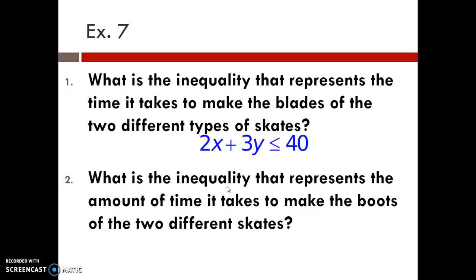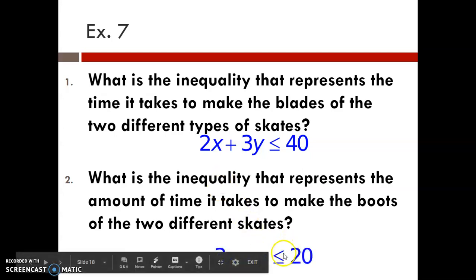of skates? So remember we said 40 was the maximum. That means it's going to be the greatest. We can be equal to 40, but we cannot go past the 40. So we've got the 2 hours for the ice skates and the 3 hours for the hockey skates, and these were the blades. And then also another inequality that represents the amount of time it takes to make the boots of the two different skates.